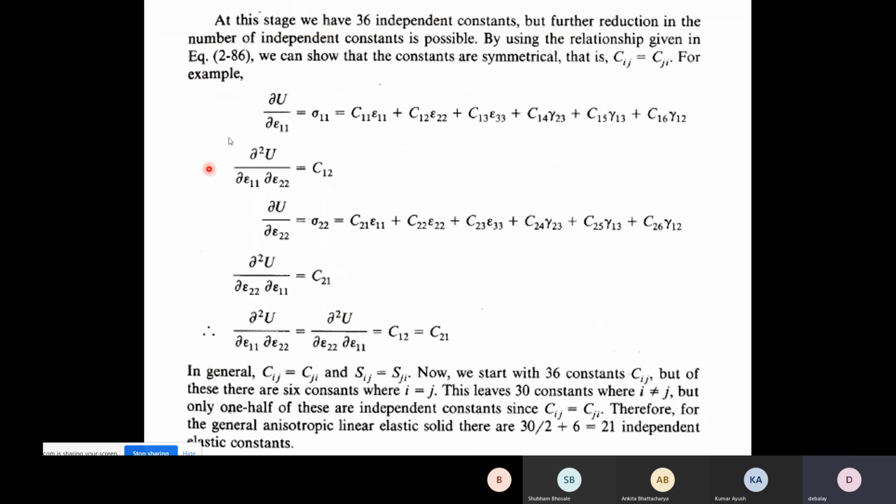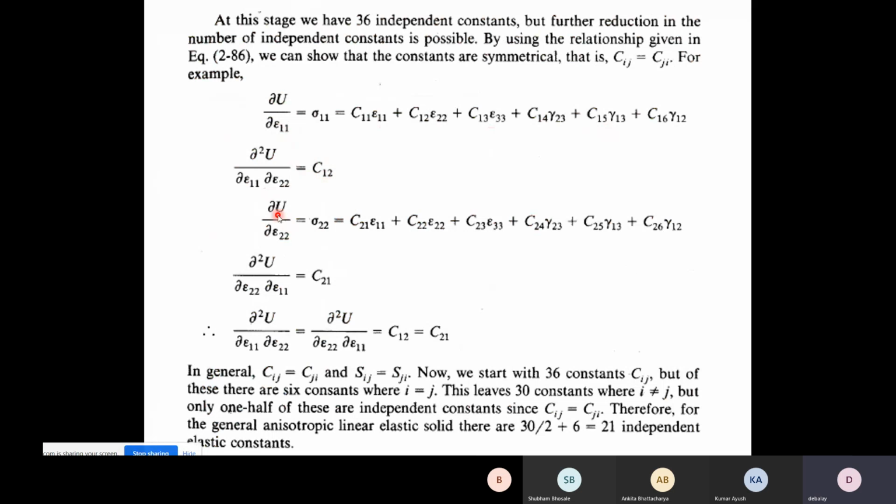Now, as I said, there is one more relation. If you take a derivative of distortion energy with respect to a particular strain component, you get back the particular stress component, and that stress component you expand. So del U by del epsilon 1 you will get sigma 1, and you can write it as C11 epsilon 11, C12 epsilon 22, C13 epsilon 33, C14 gamma 23, C15 gamma 13, like that. If you do a double derivative, you will get back a particular stiffness constant, that is C12.